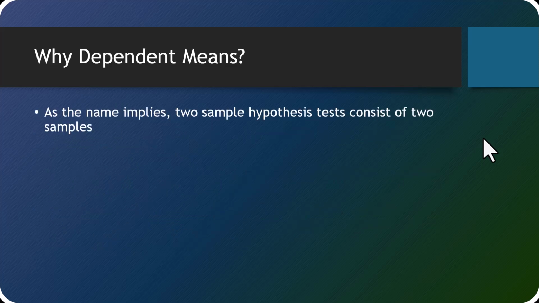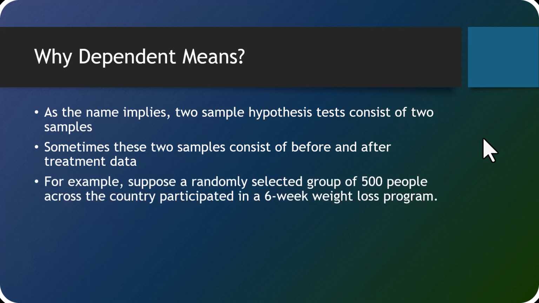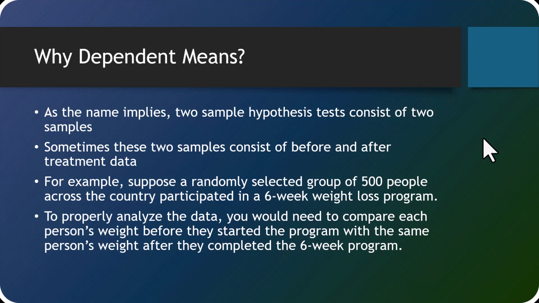Why dependent means? As the name implies, two-sample hypothesis tests consist of two samples. Sometimes these two samples consist of before and after treatment data. For example, suppose a randomly selected group of 500 people across the country participated in a 6-week weight loss program. To properly analyze the data, you would need to compare each person's weight before they started the program with the same person's weight after they completed the 6-week program.